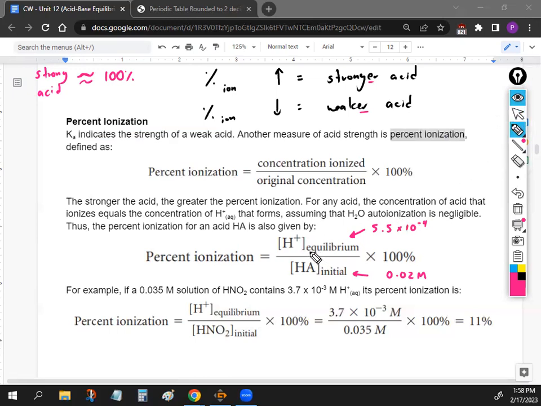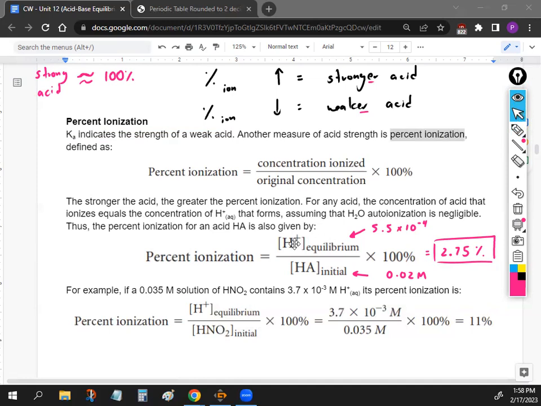So we're calculating the percent ionization of niacin from the previous problem. You should get exactly 2.75% ionization. Obviously, if you use a different value, like 5.48 here, then it'll be a little bit different. But as long as you're around 2.75, you should be good. Does that make sense?